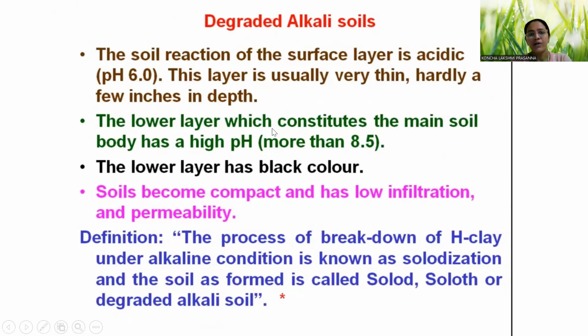The lower layer, where there is formation of the sodium carbonate, has a pH more than 8.5, as there is a dissolution of humus or the organic matter. That is why this layer seems to be black in color. Generally the soils are more compact and have a low infiltration rate, low permeability and low drainage.